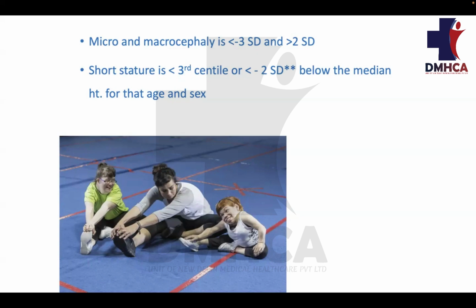This was my NEET SS question. I gave the exam for DM. This was the question: how do you define short stature? And something which goes same like standard deviation, micro and macrocephaly also. Microcephaly is head circumference less than -3 standard deviation, and macrocephaly is head circumference more than 2 standard deviation. Remember, micro and macro is -3 and +2, whereas short stature is height less than -2 standard deviation.